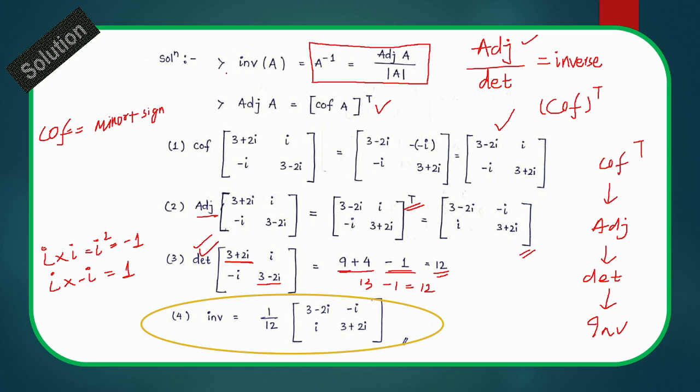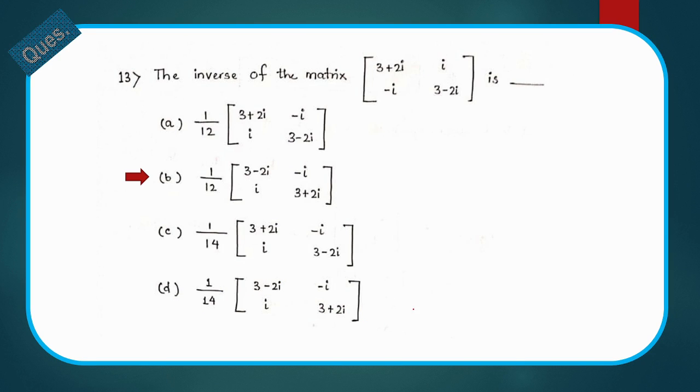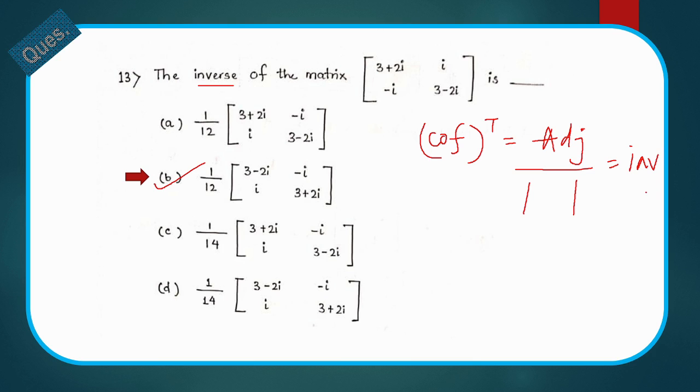As per the formula of inverse, A inverse equal to adjoint of A divided by determinant of A. So this will be the answer: 1 by 12, 3 minus 2i, minus i, i, 3 plus 2i. As you can see, the B option is matching. To find the inverse, we first find the cofactor, then transpose it, which is equal to adjoint. Then we divide by the determinant, and that is equal to the inverse. These are the steps we have to follow.